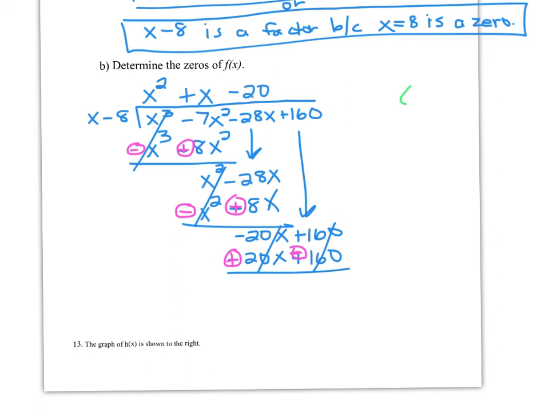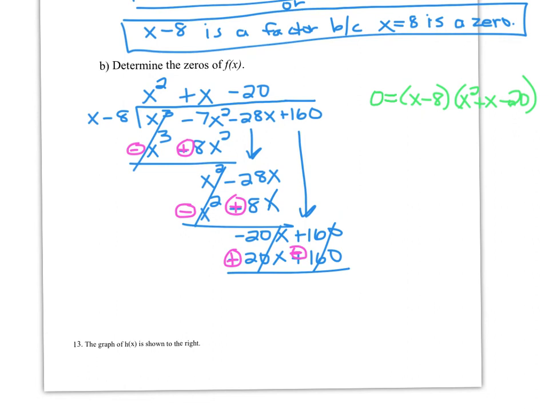So we have x minus 8 is one of the factors. And we have x squared plus x minus 20 being another factor. Now, it says here that we want to determine the zeros. So basically what we want to do is we want to set this equal to 0. I don't know if I'm going to have room to put it on the right, so I'm just going to put it on the left, which is okay.